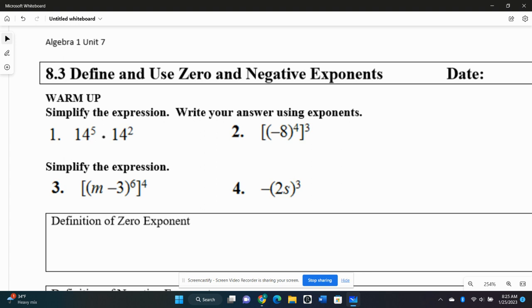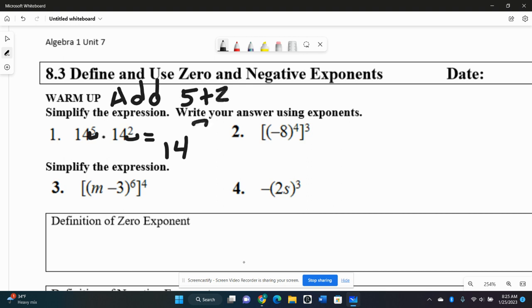So, first off, here we have a couple warm up review problems to get exponents back into our head. Number one, we have 14 to the fifth times 14 to the second. Remember, when we multiply the same base, we add the exponents. So we'll get 14 to the power of 5 plus 2, and 5 plus 2 gives us 7.